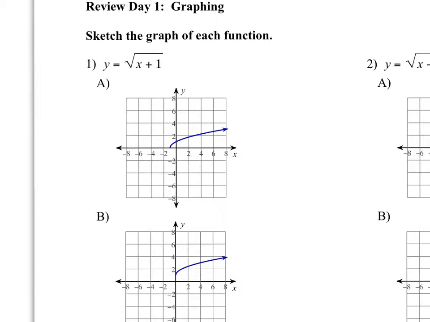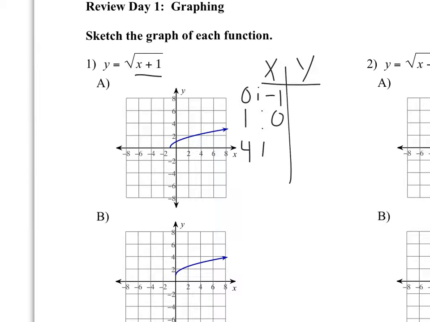We talked a lot about doing these as a table and plugging in points for x and y that make the inside equal to 0, 1, and 4. So in this case, that would be -1, 0, and 3. And when we do that, -1 plus 1 is 0, square root of 0 is 0. -1 comma 0, okay, well A has that, B does not.